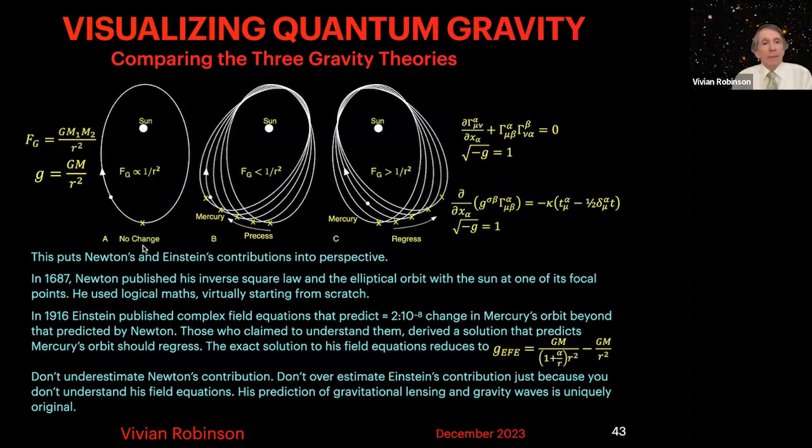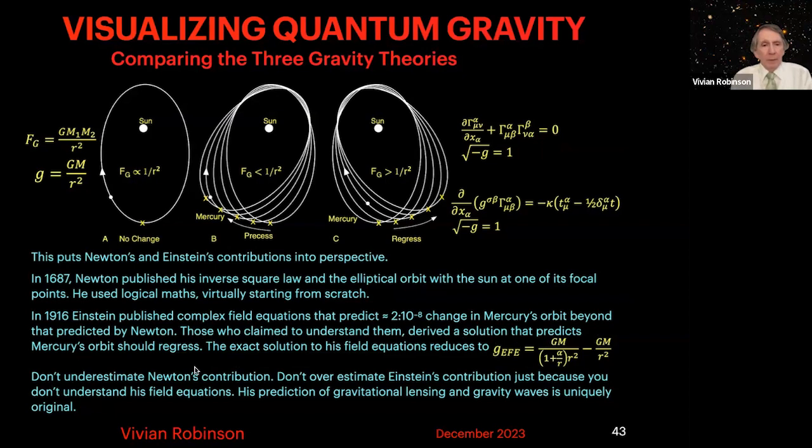In 1687, Newton published his inverse square law and the elliptical orbit, with the sun at one of its focal points. He used logical maths, virtually starting from scratch. In 1916, Einstein published complex field equations that predicted a 2 in 10 to the minus 8 change in Mercury's orbit beyond that predicted by Newton. Those who claim to understand them derived a solution that predicts Mercury's orbit should regress. Yet the exact solution to his field equations just reduces to this simplicity.